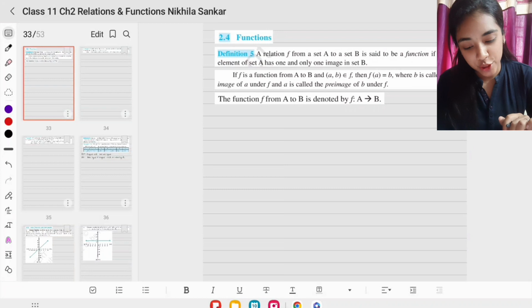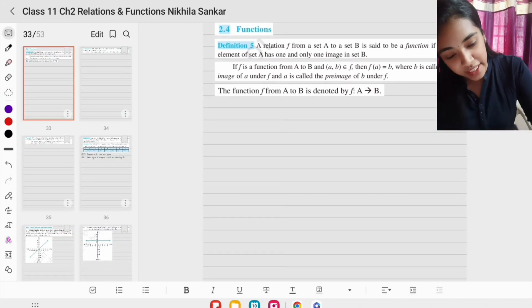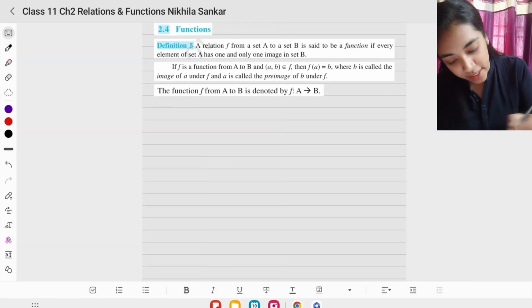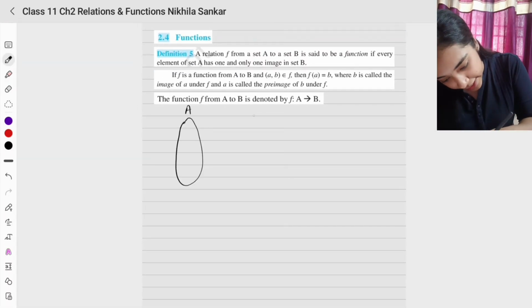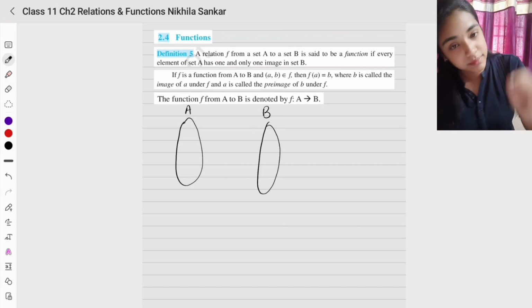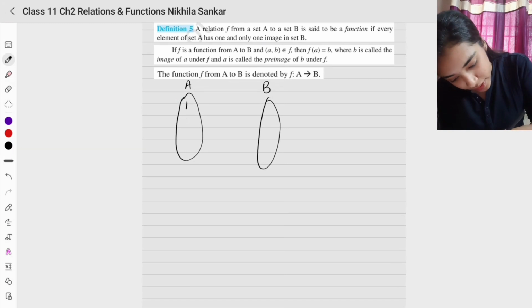So our next topic is going to be functions. A function is a relation f from set A to B. For example, instead of reading the whole definition, I'll do one thing for you. I'll draw your A and B. So for example, if you have 1, 2, 3 here and A, B, C here.